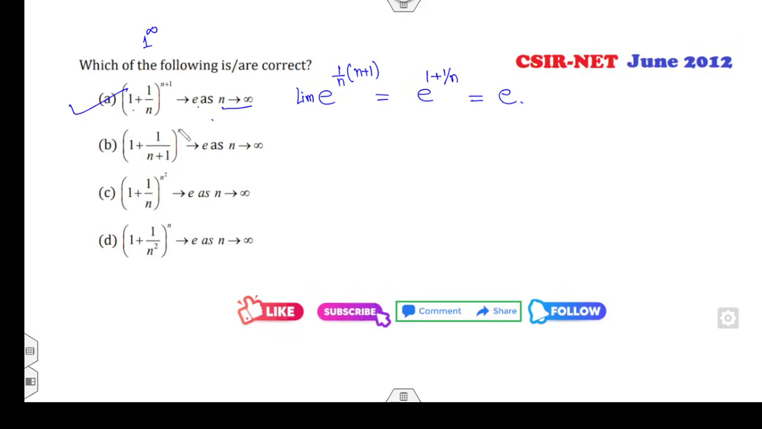Again, it is 1 raised to power infinity. So it is (1 + 1/n) to the power n. So what is the answer? If you take n approaches infinity, it's e raised to power 1. The second is also the correct answer.